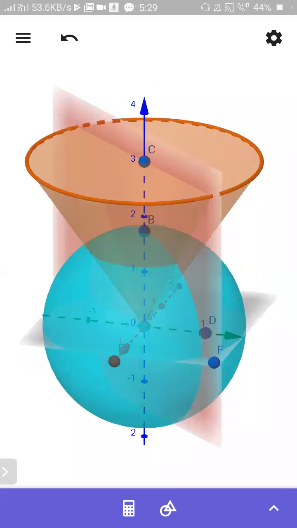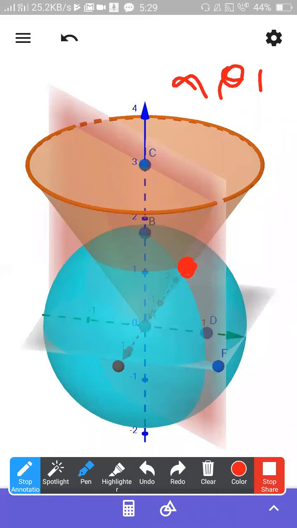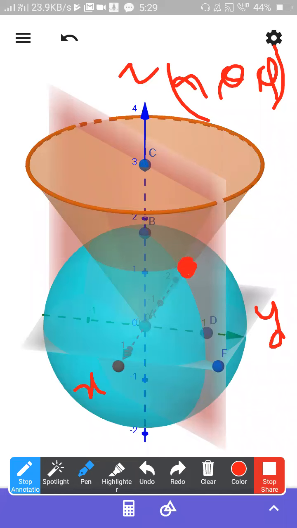See, this is my point. So I am having some r, some theta, some phi. Anyway, you know this is the x-axis, this is the y-axis, this is the z-axis. And you all know the angle of that particular point from the z-axis is theta.